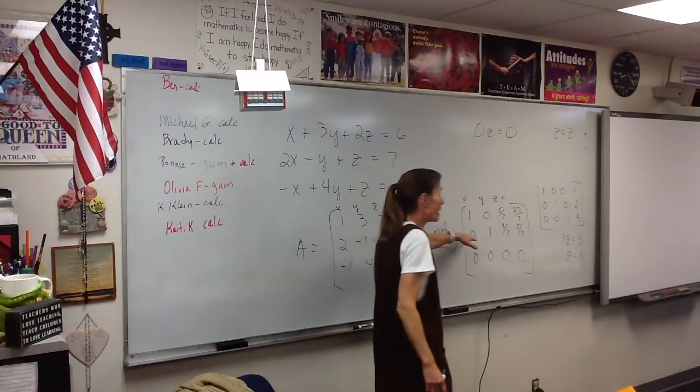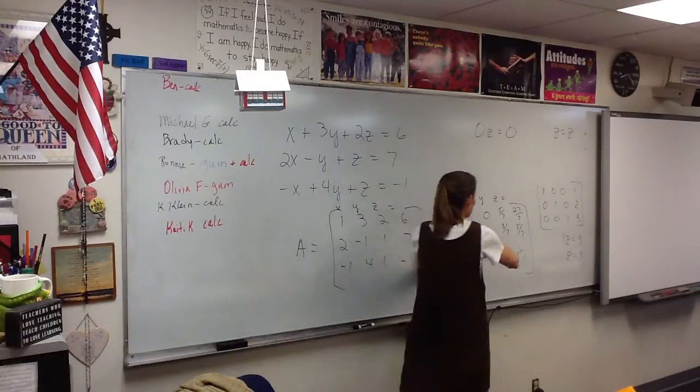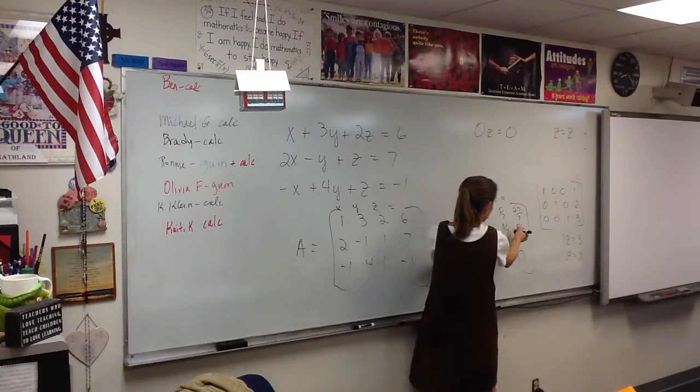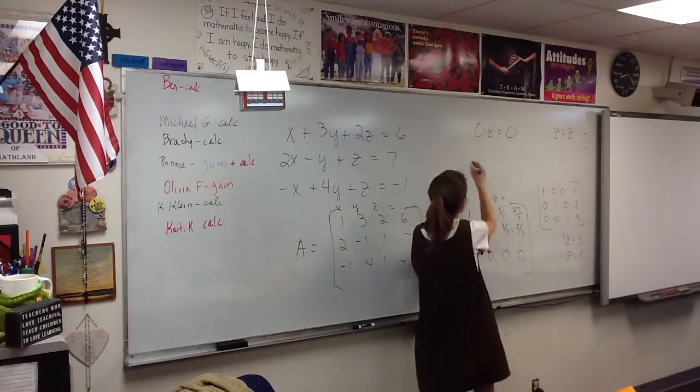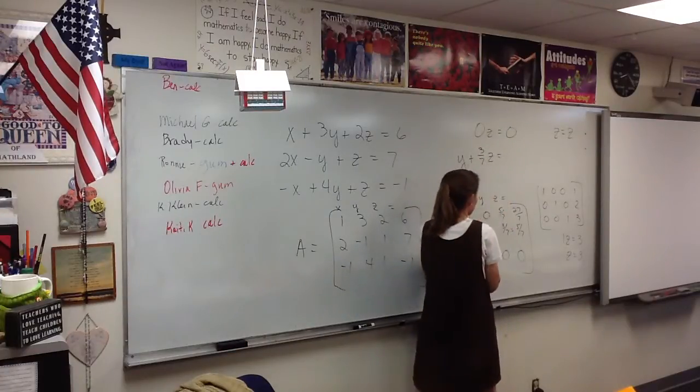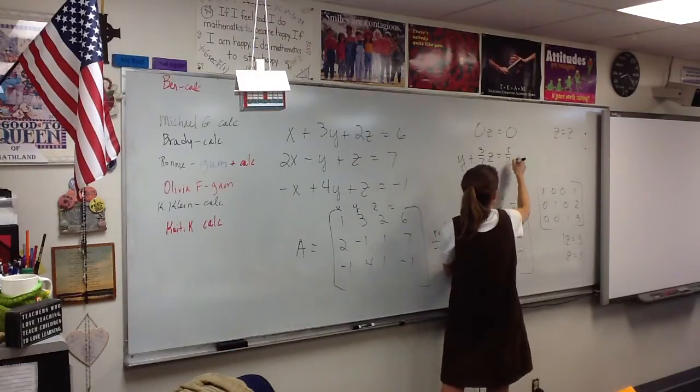Now, what about y? What does this equation say? Now remember, this is the y, this is the z, and there's an equals there. So y plus 3 sevenths z equals 5 sevenths.